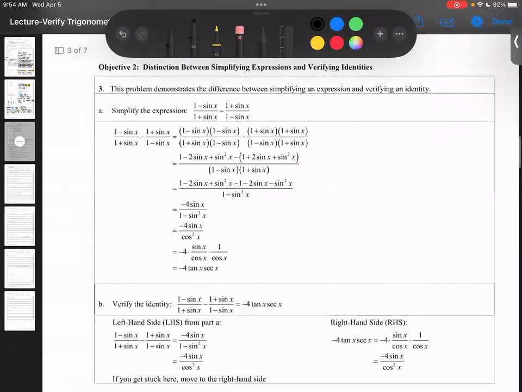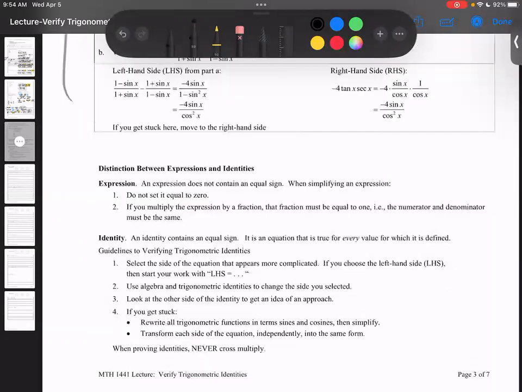All right. The distinction between expressions and identities. Again, an expression does not have an equal sign, so you try to simplify it. Do not solve. Do not set it equal to 0 and solve. If you multiply the expression by a fraction, that fraction must be equal to 1, like I've been doing: cosine theta over cosine theta, sine theta over sine theta, things like that.